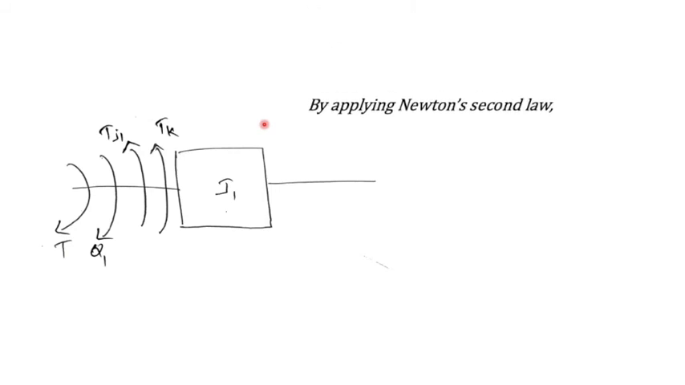By applying Newton's second law, we have sum of opposing torques is equal to applied torque. Expanding further, we have J1 d square theta 1 by dt square, which is Tj1, plus K into (theta 1 minus theta). Notice here that we are taking theta 1 minus theta because we are drawing the free body diagram of J1. So it is the displacement of J1 minus the displacement of J2.